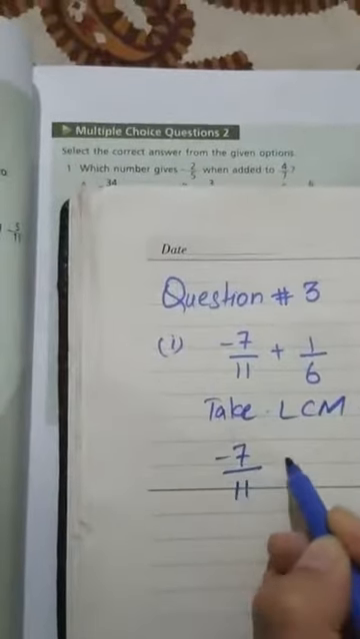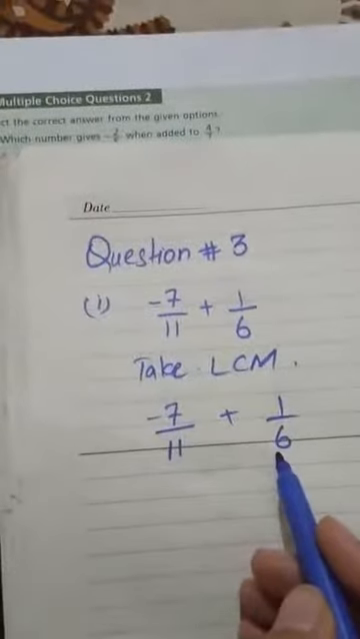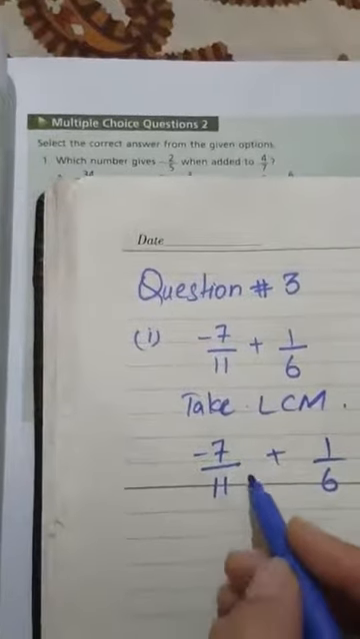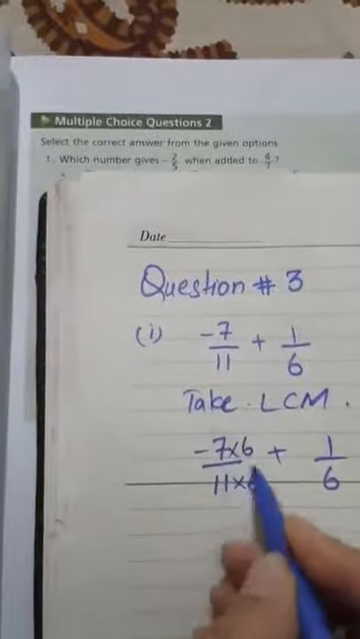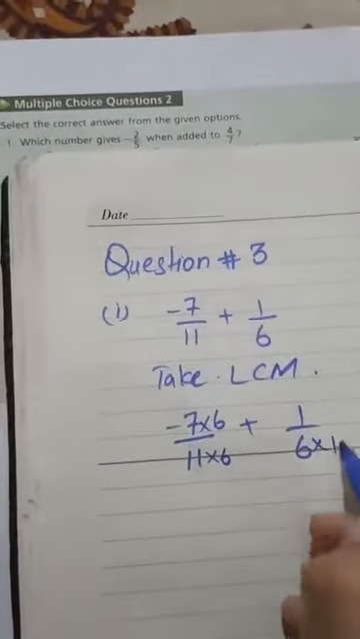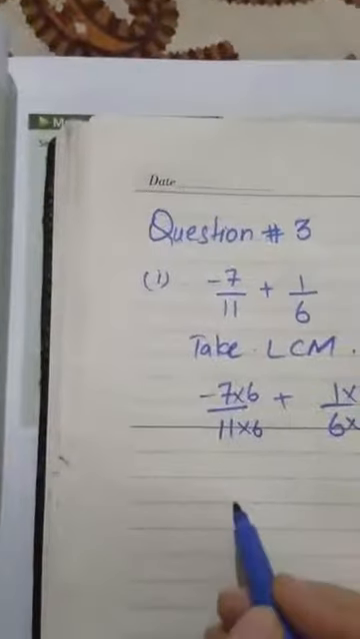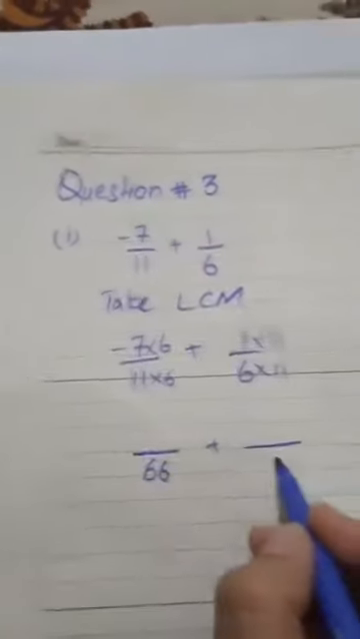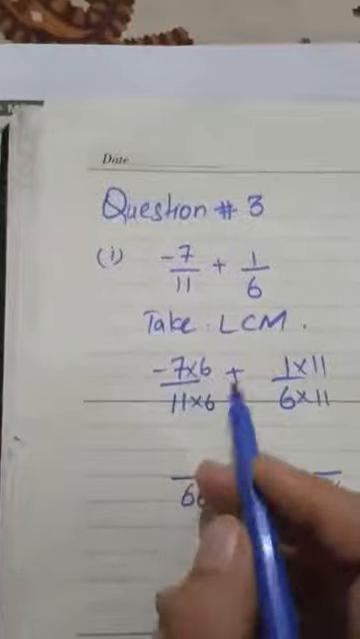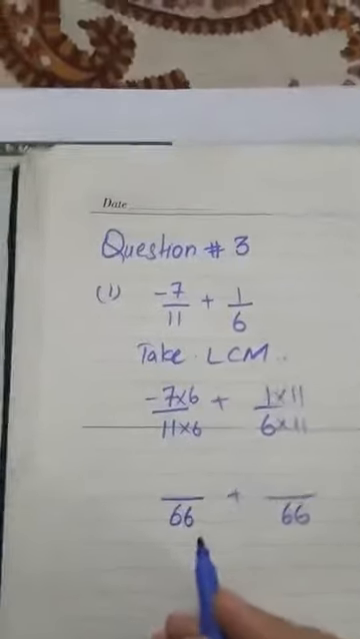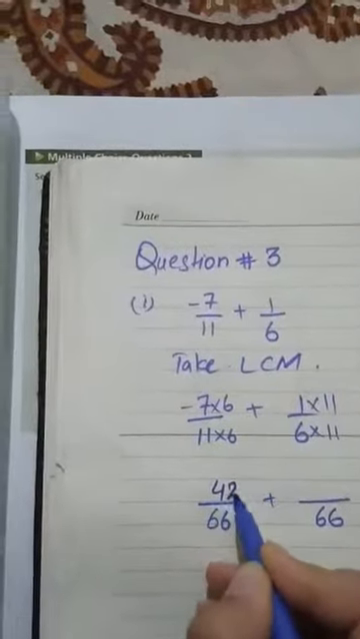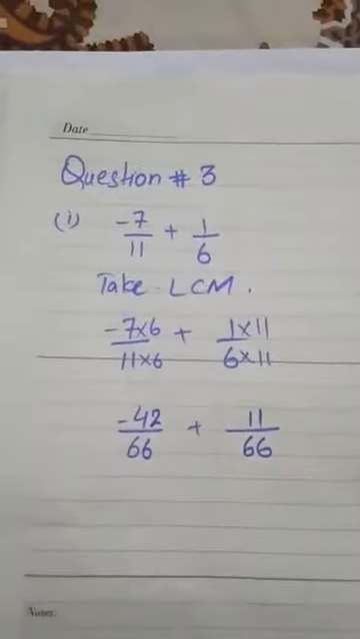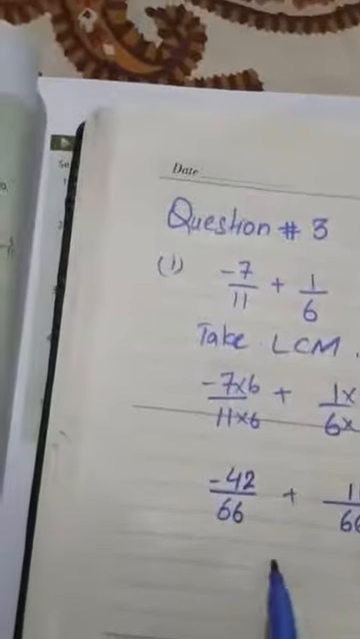Minus 7 by 11 plus 1 by 6. 6 times 11 is 66 and 11 times 6 is 66. So multiply the first rational number by 6 and the second rational number by 11 to make the denominator the same. So now you will see 11 times 6 is 66 plus 6 times 11 is 66. Okay. Now 7 times 6 is 42, so minus 42 plus 1 times 11 is 11. Now you will see the denominators of both rational numbers are the same. Write the denominator once.